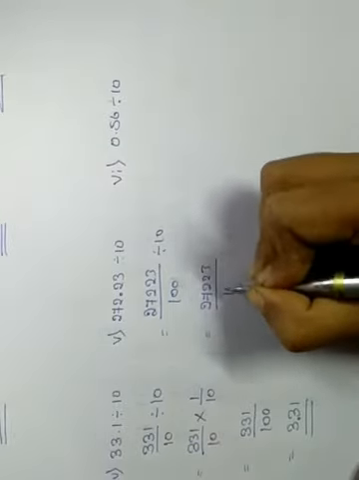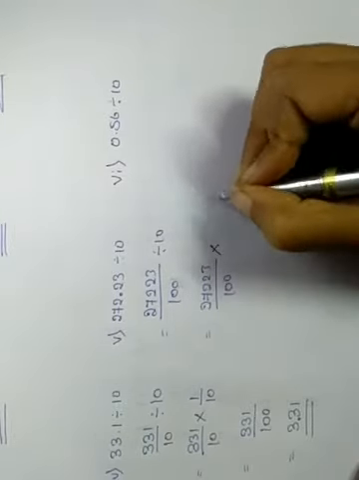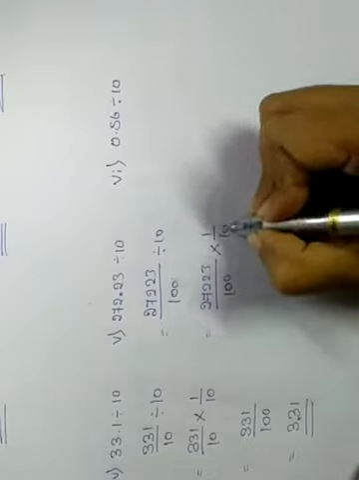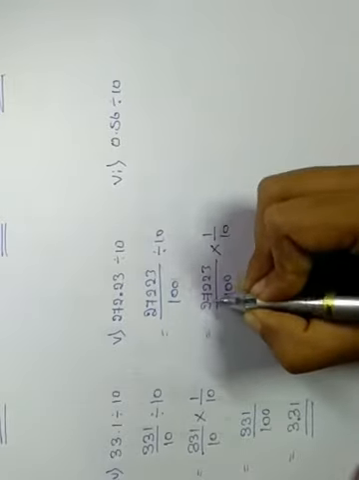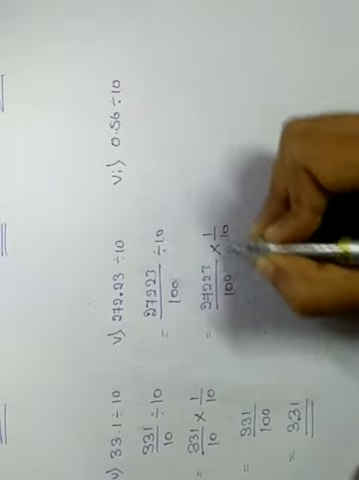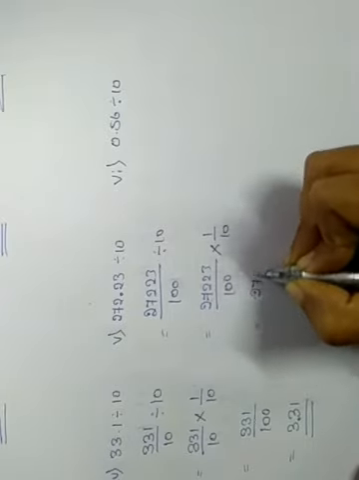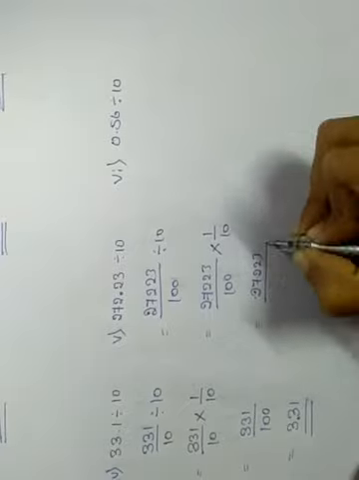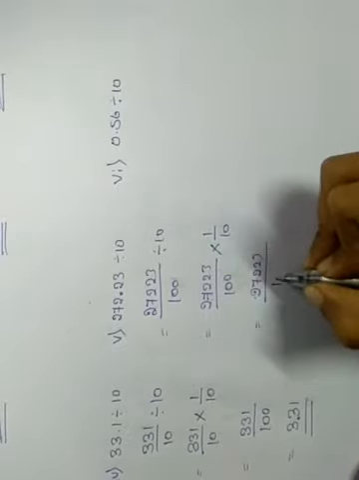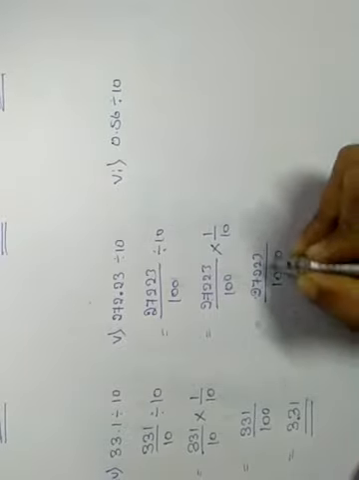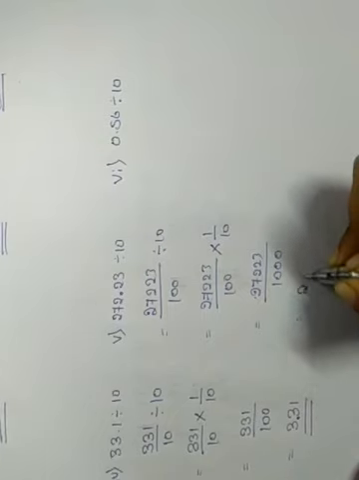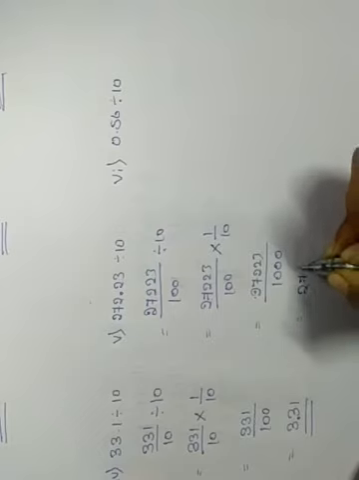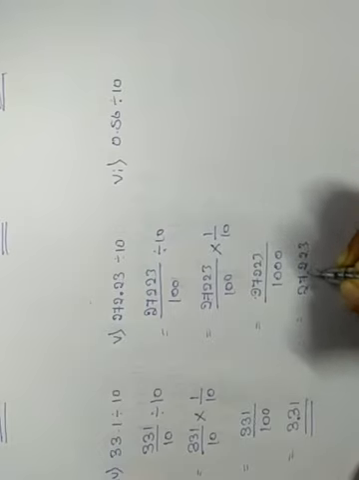27223 divided by 100, changing the sign, then reciprocal of 10. Now 27,223 into 1 will get 27223 only. Then 100 into 10 will get 1000. We need to give the decimal point after 3 digits. 27223. Here it will be the 3 decimal point, right?